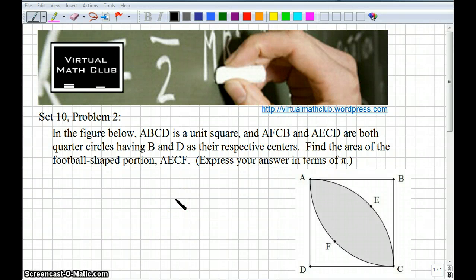In problem number 2, we've got this shaded football shape that's created inside of this square. And the way that it says that it's created is that essentially there's an arc drawn with the center at B, and we draw this arc, okay? So the radius of this arc is essentially the same as the side length of the square, okay? So this is the center of this arc. I'll kind of draw it here. And this is the center of this arc, okay?